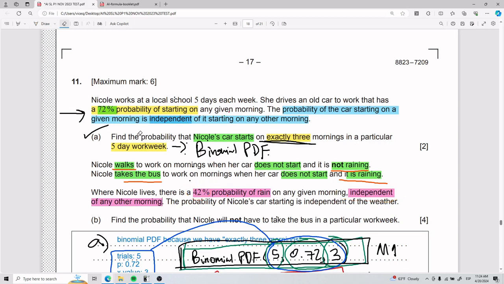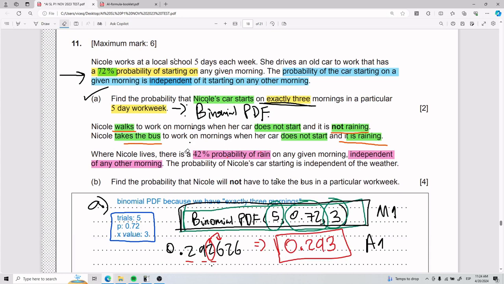The probability of Nicole's car starting is independent of the weather, so it doesn't matter if it rains or not. Nicole's car probability of starting does not change either. All right, this is a pretty standard assumption. Probabilities are not going to change.